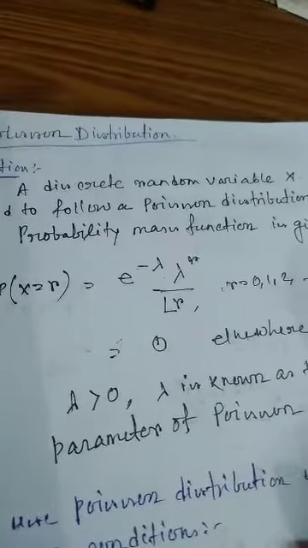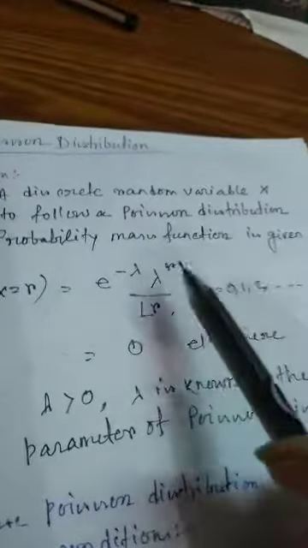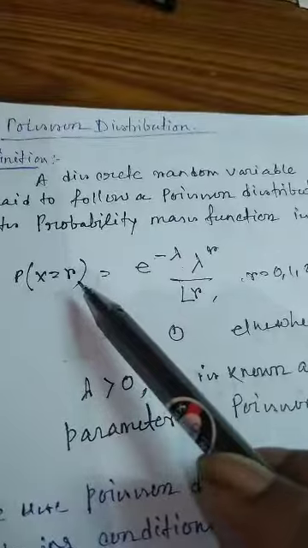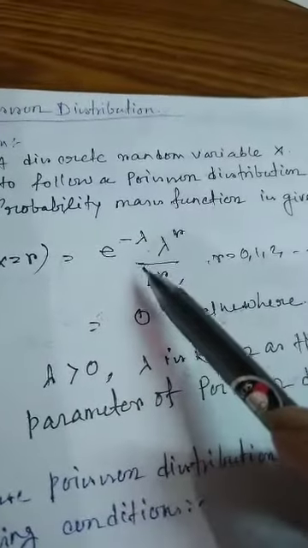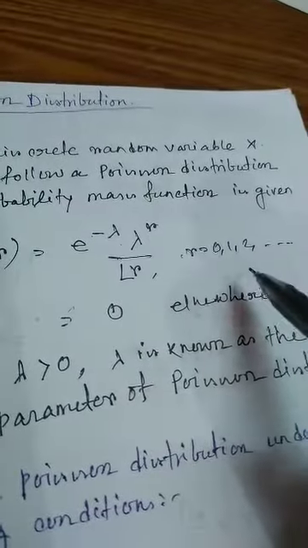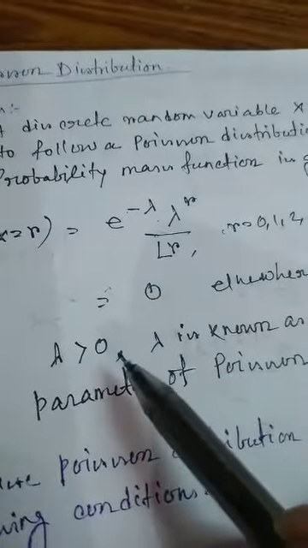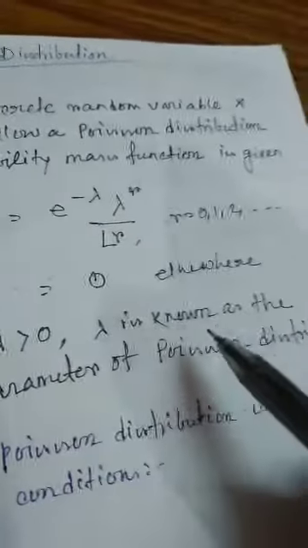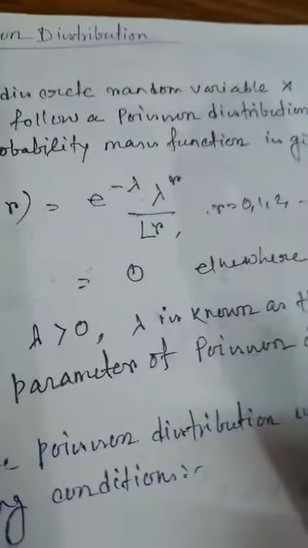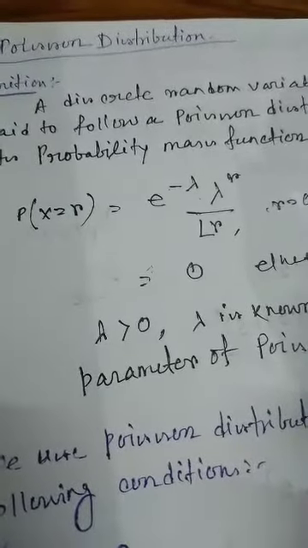A random variable X is said to follow a Poisson distribution if the probability mass function is given by P(X = r) = e^(-λ) λ^r / r!, where r = 0, 1, 2, and 0 elsewhere. Here we have to know that this λ is always greater than 0, and λ is known as the parameter of the Poisson distribution. So now there is a question: in which conditions do we use the Poisson distribution?